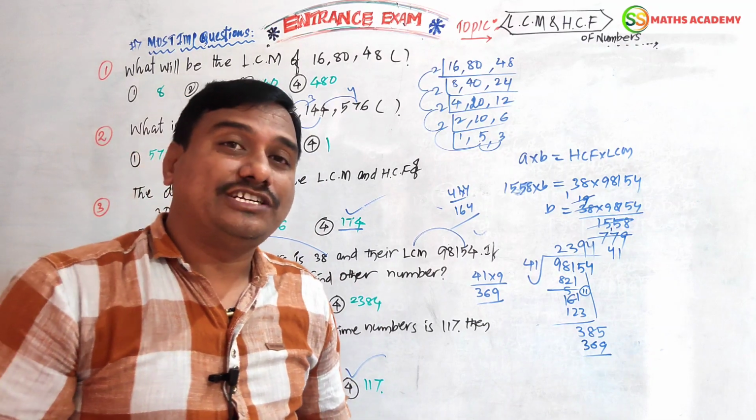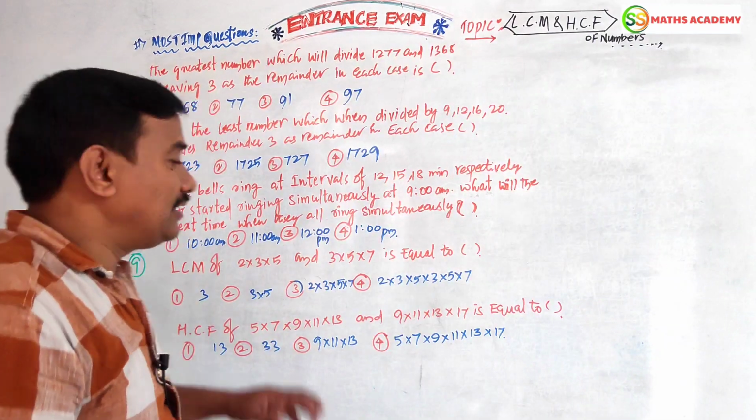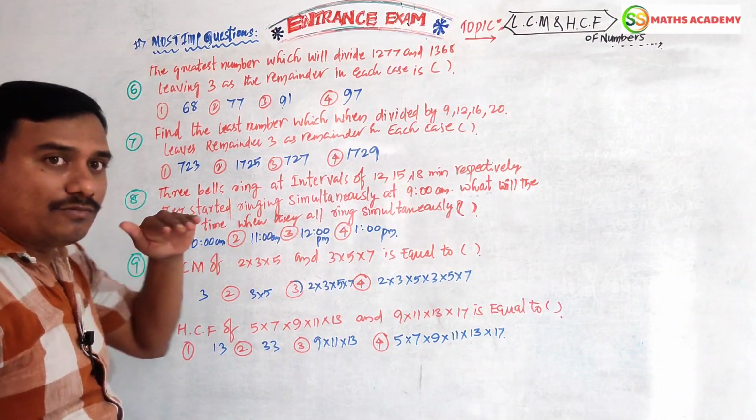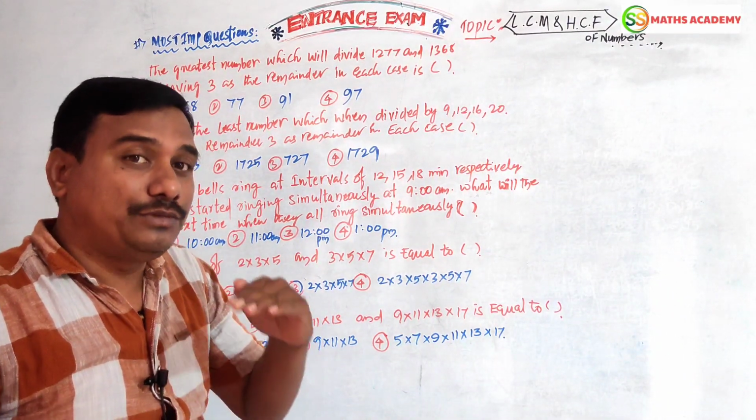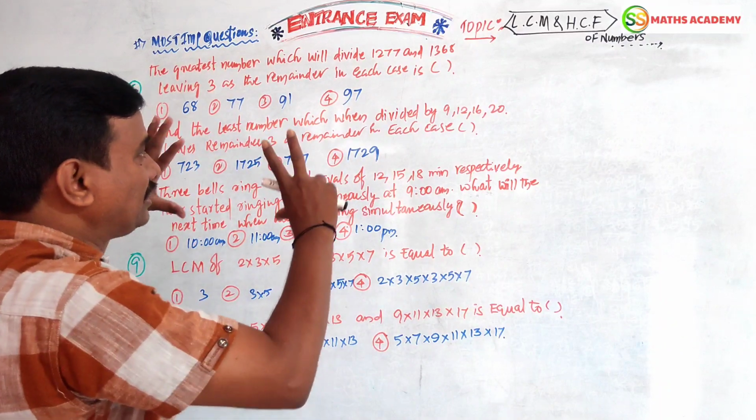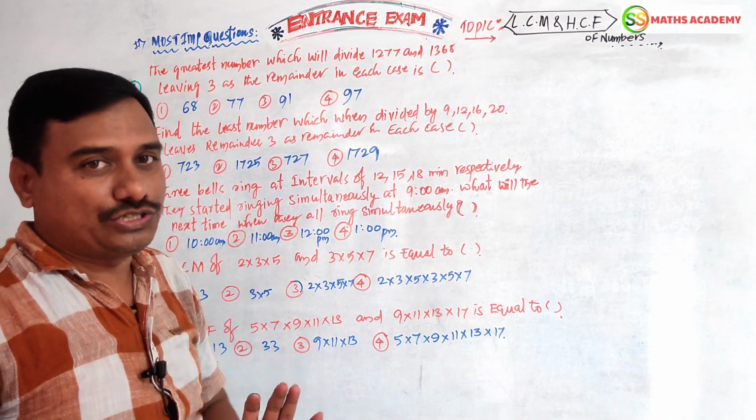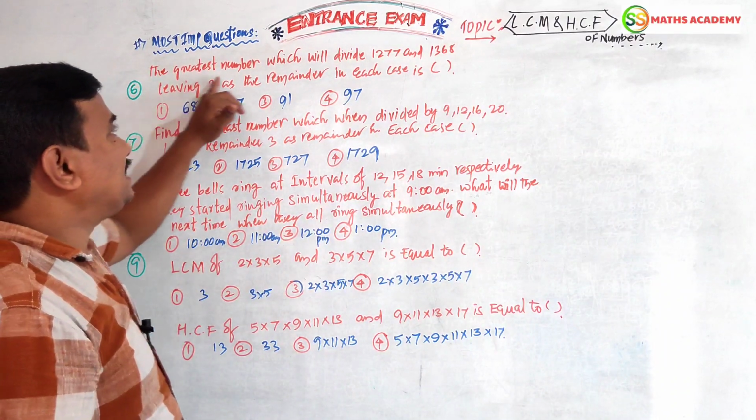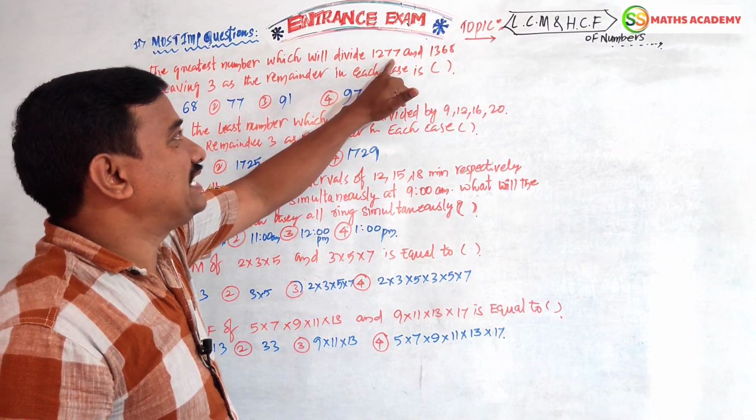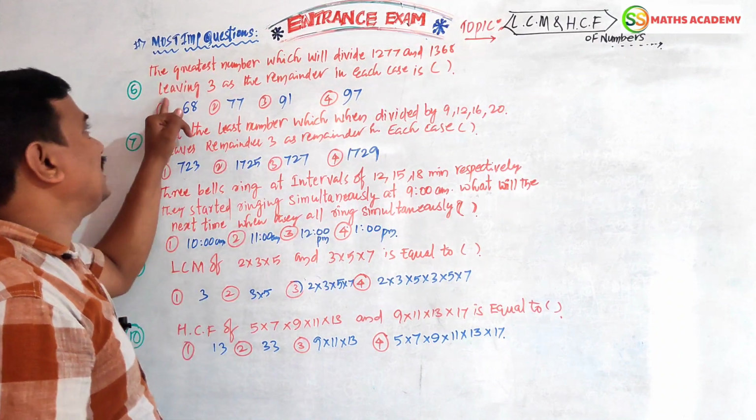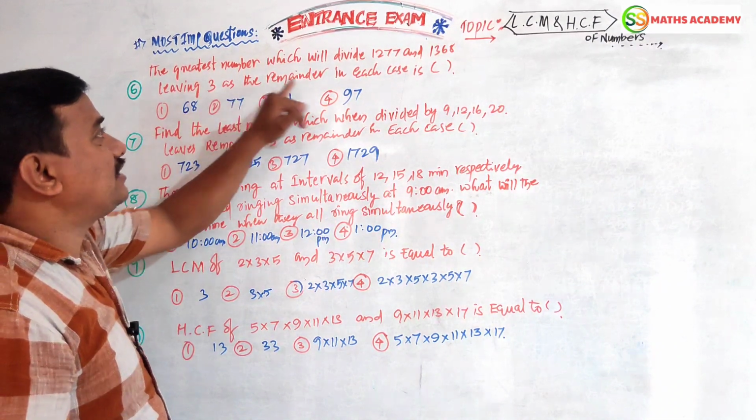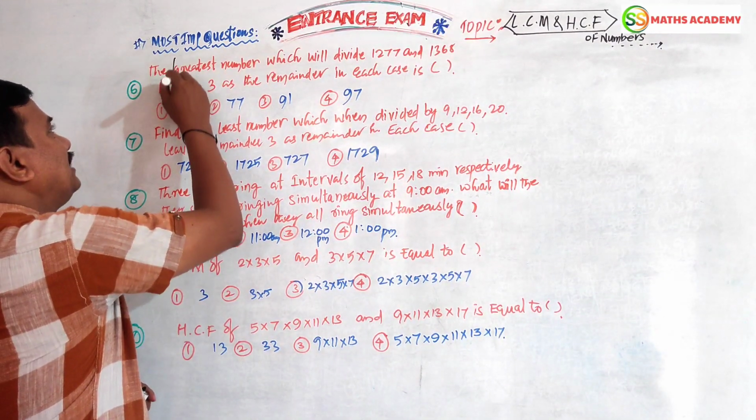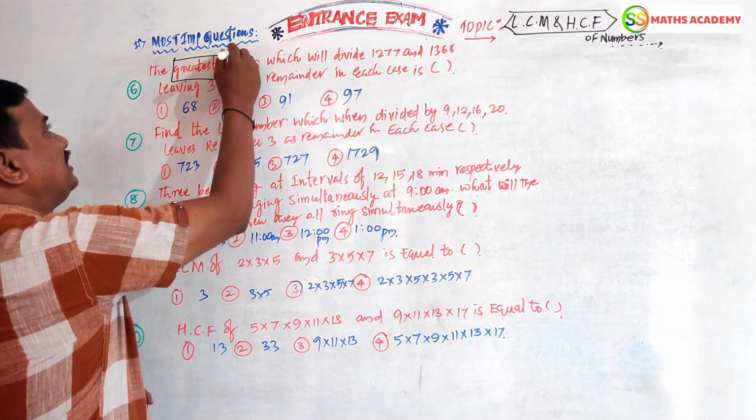Right? Now let us see one more interesting question. Here is question number 6. The 6th, 7th and 8th are somewhat hard questions because of the length of the question, but this is a very easy question. How do we do this question in an easy manner? Let us see. The greatest number which will divide 1277 and 1368, leaving remainder 3 in each case. In this kind of question, you see the keyword greatest means HCF.